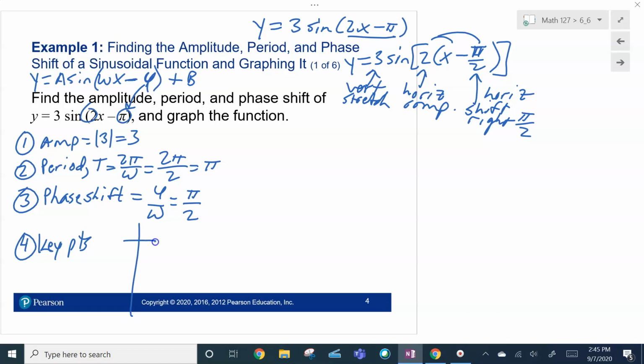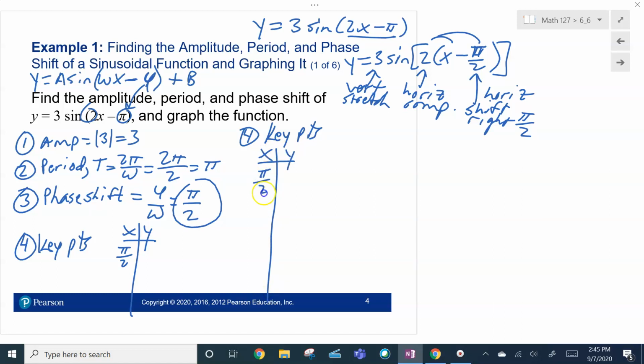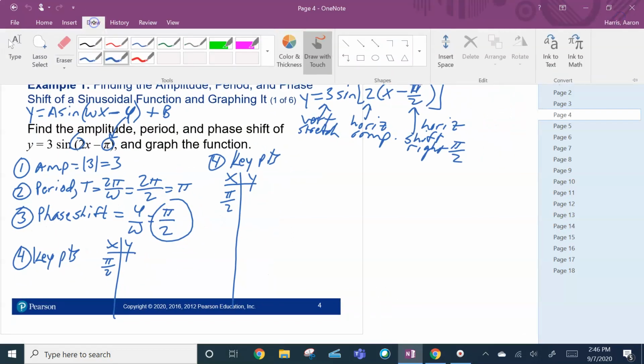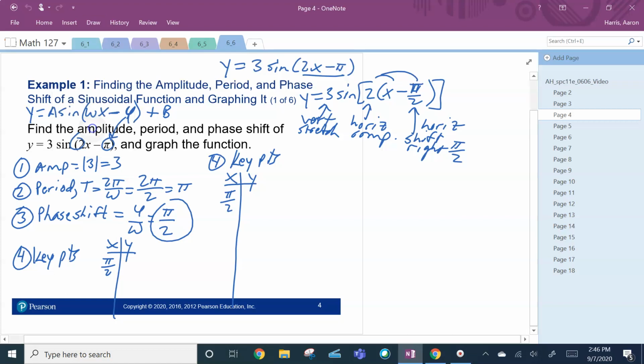So when we do our key points, instead of starting with an x value of 0, I'm going to start with my phase shift. That's my first x value, so pi halves. So that's my first one. Let me put my key points up here. Key points. So pi halves, that's my first one. Now, if you remember from section 6.4, we're going to take a fourth of our period.